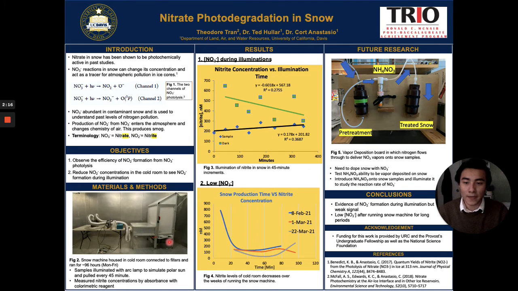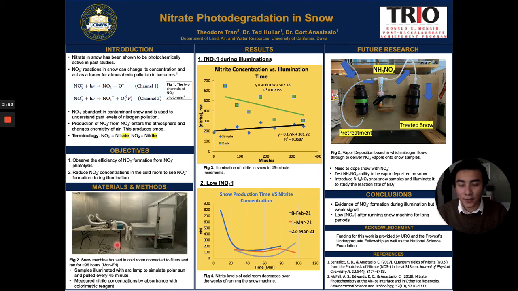In an effort to reduce nitrite levels, we ran the snow machine for around 96 hours, typically from Monday to Friday. Every 24 hours, I would replace the filters with newly sodium bicarbonate coated filters, and I would replace the plastic liners as well, so that by the time I get here on Friday morning, I would have the freshest snow possible with as little nitrite concentration as possible.